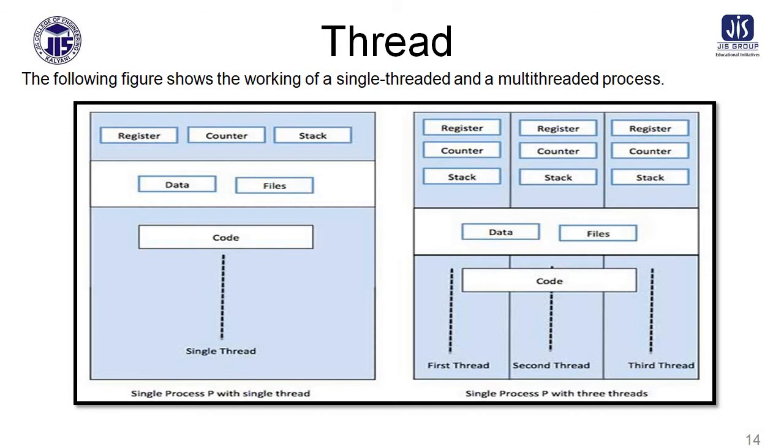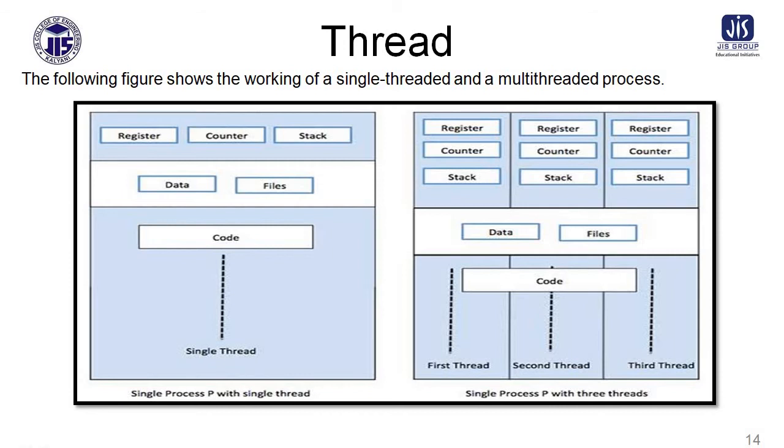In the next part there are three threads: first thread, second thread, and third thread, and there is a code part. The code part is shared between the first, second, and third threads. This is the code part, which is shared between all these three threads. And if some data is changed over here, all other threads can see it.